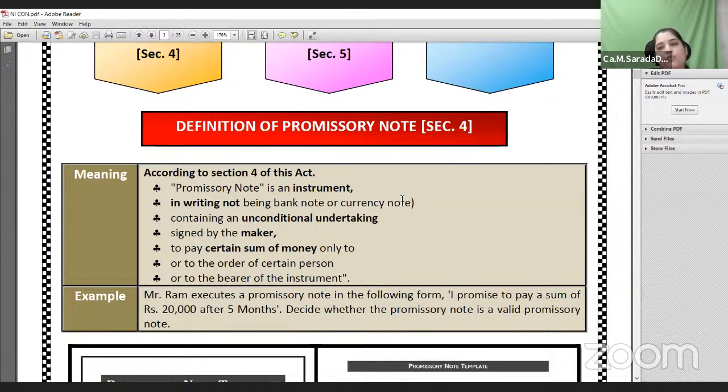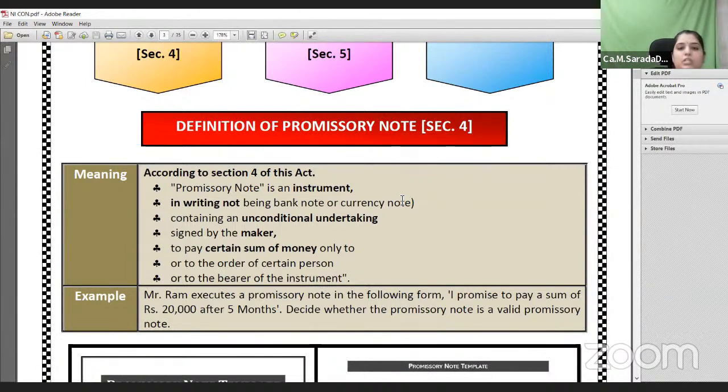For example, if you have borrowed 5 lakhs, you should specify 5 lakhs along with an interest of 18%. But you cannot say, I think it is approximately 4 lakhs 98,000. There is no approximate or uncertain amount. You should exactly mention the amount. And if you have to pay a certain person, you will mention, I promise to pay so and so sum to Mr. X. If you don't write Mr. X, you can leave it blank, and then it will be called a bearer instrument. If you specify the name, to Mr. X or his order, then it is called an order instrument.